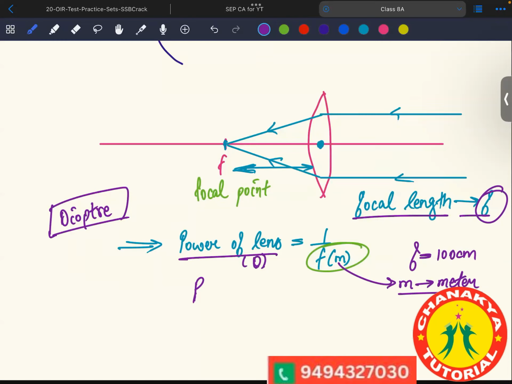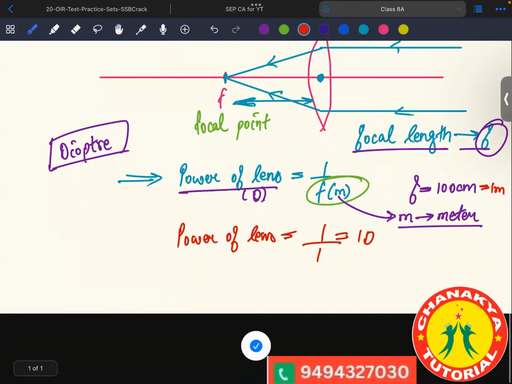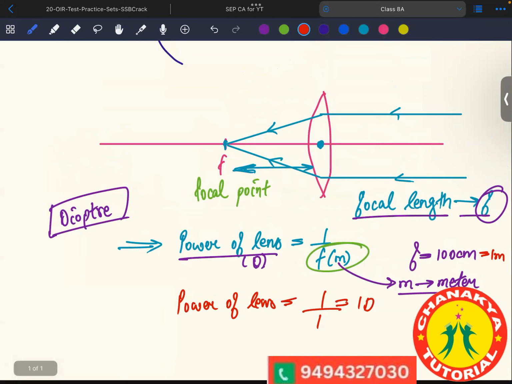So I'm taking the focal length as 100 centimeter. Let's say focal length of a lens is 100 centimeter. Then the power of that lens will be 1 upon 1. Why am I writing 1? Because I have converted this into meters. So it will be 1 diopter.